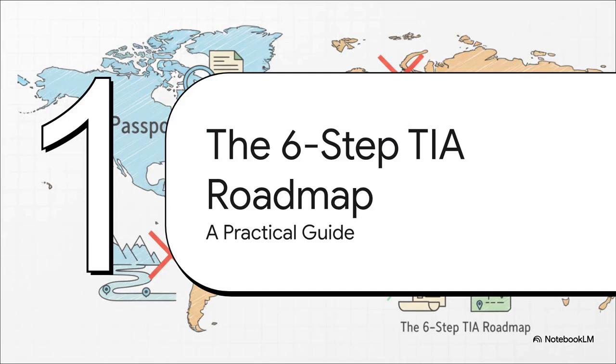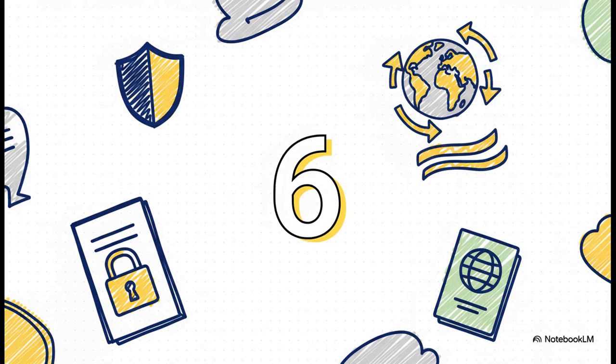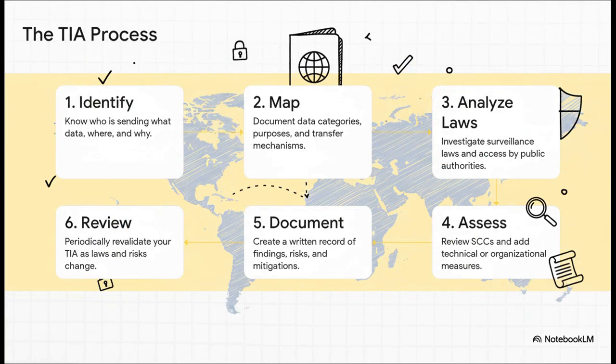Okay, so we get what a TIA is and why we have to do them. But the big question is, how do you actually do one? Let's break it down. There's a practical roadmap you can follow, and it's totally manageable. It all comes down to 6 key steps. All right, here we go.